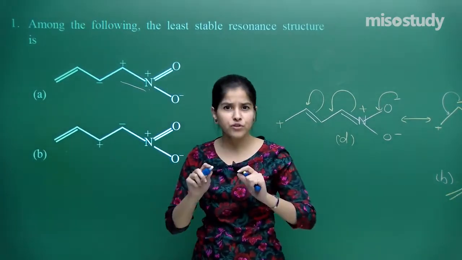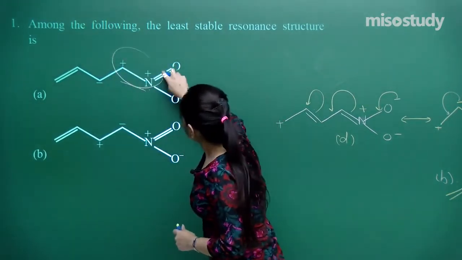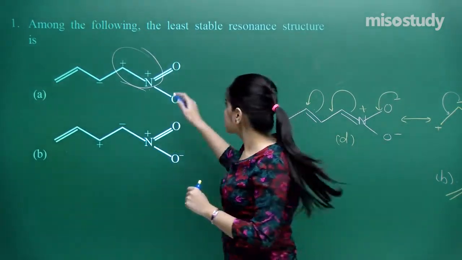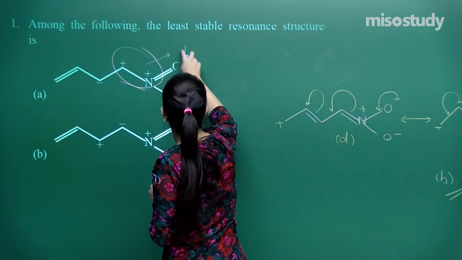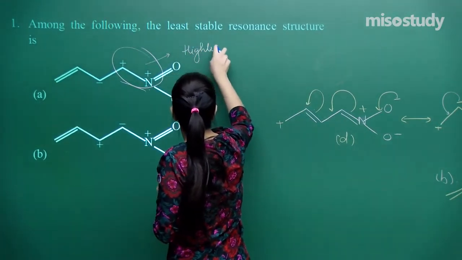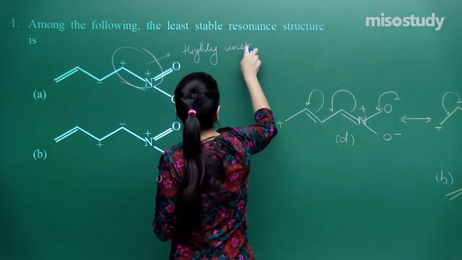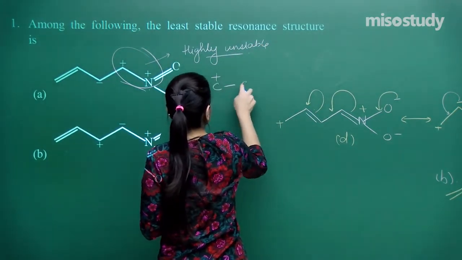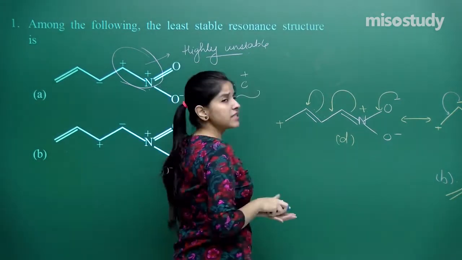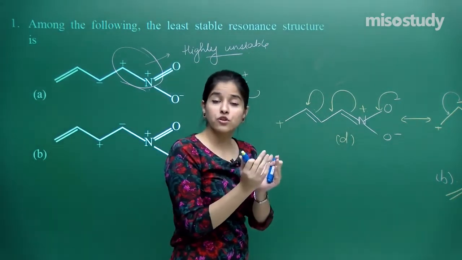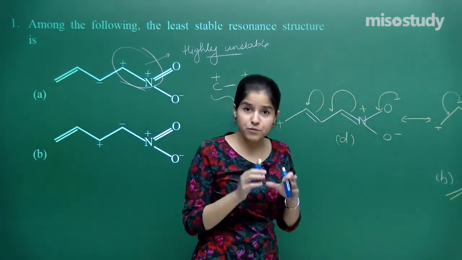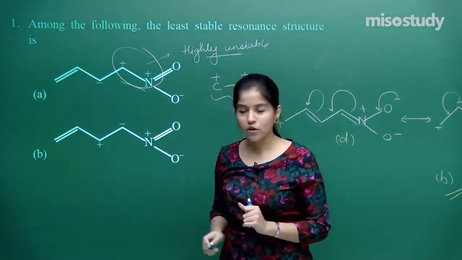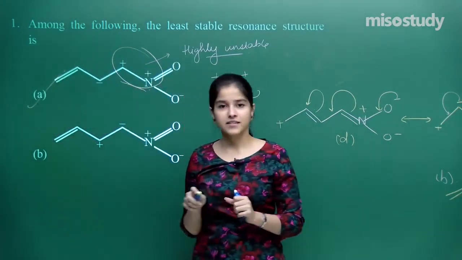And also, what do you see over here? You see two positive charges on two consecutive carbons. This makes the structure highly unstable. When two positives are coming together, this scenario is highly unstable and so much steric repulsion will be here. That makes this very resonance structure the least stable structure. I hope everybody has got it, and the answer here is A.